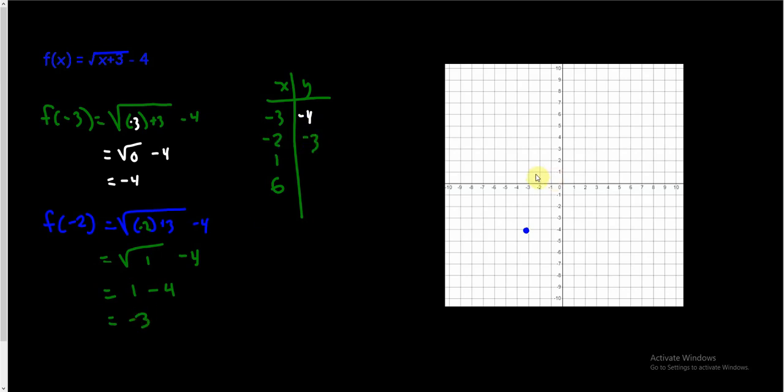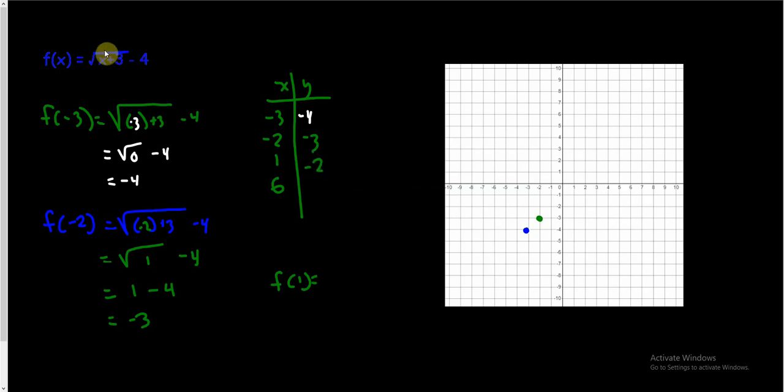So we have negative 2, negative 3. And then if we plug a 1 in there, I can do this one for you. I'll be your calculator. So you take the time and plug the 1 in. 1 plus 3 is 4. Square root of 4 is 2. 2 minus 4 is negative 2.